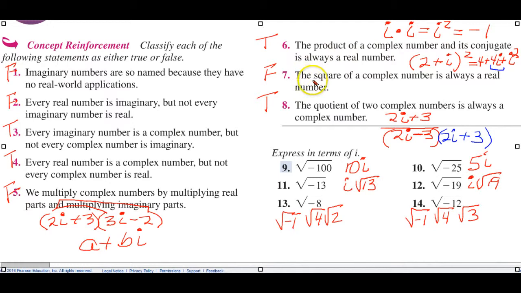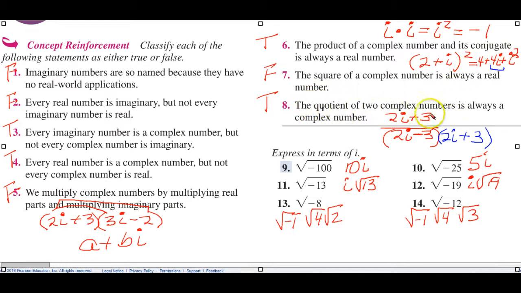Number 7, the square of a complex number is always a real number. Well, here, this is the square of a complex number, and it is not a real number when you end up, because the middle term is still imaginary. This I squared, we know, becomes a -1.